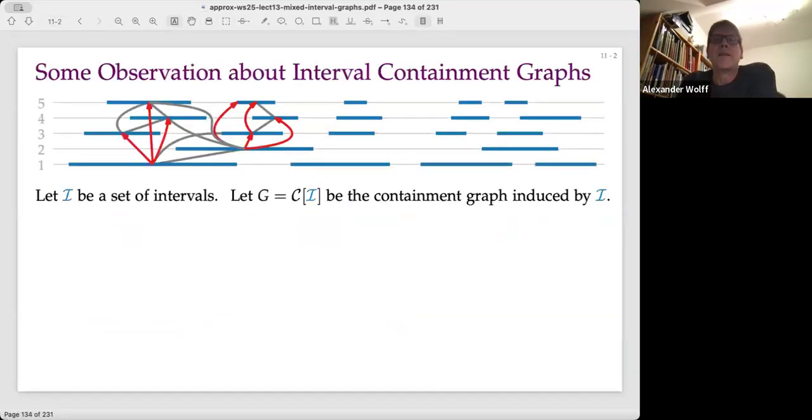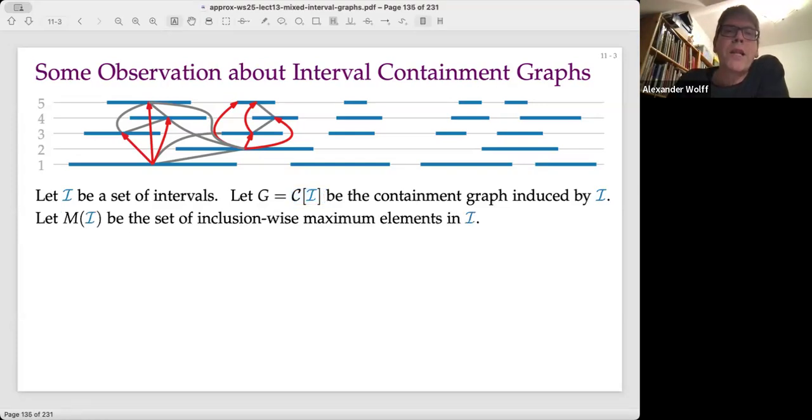Okay, and let me start with a few observations. I have not added all the directed and undirected edges between this big set of intervals, but I have added a few on the left-hand side. So you see you get these red directed edges for containment, and you get gray undirected edges if intervals just overlap. And for a set of intervals I, I will write C of I for the containment graph induced by these intervals. All right.